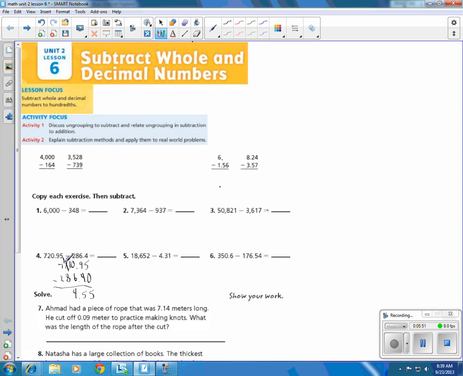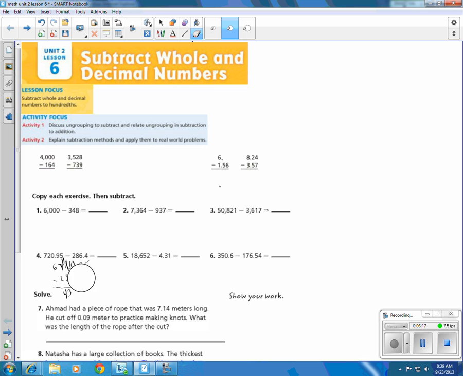Come over here, 1 minus 8. I cannot do that. Come to my hundreds place and borrow, bringing 100 over into my tens place. So 11 minus 8 gives me 3. 6 minus 2 is 4 for an answer of 434 and 55 hundredths.